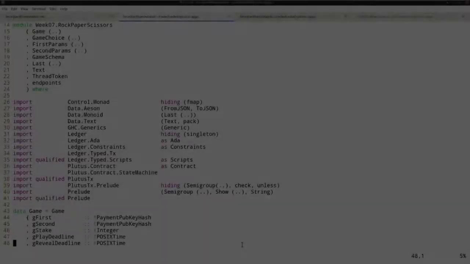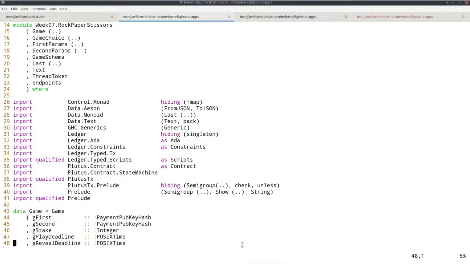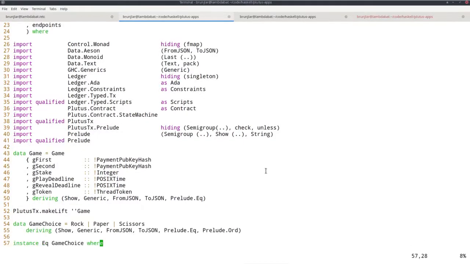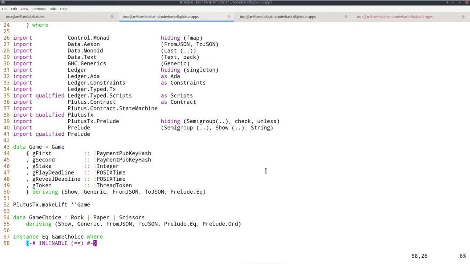For homework, I recommend that you modify the state machine module and implement the rock, paper, scissors game instead of the game we implemented. The game definition can stay exactly the same, but for choices, instead of 0, 1, we have 3 choices: rock, paper, and scissors. And then the implementation of equality changes, of course.